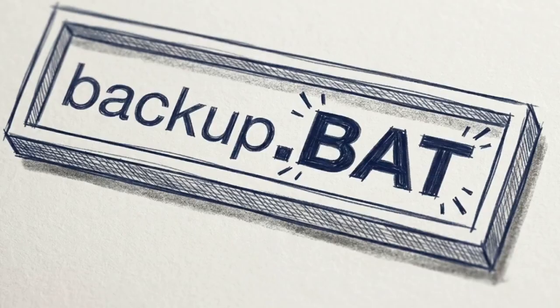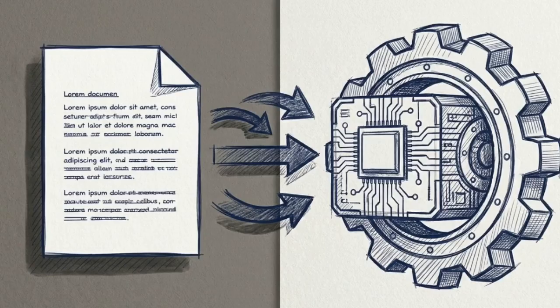Click File, then Save As. Click the Save As Type dropdown and select All Files. Name your file Backup, then explicitly type .bat at the end of the name. Hitting Save right here is the exact moment you override the default text format. You have successfully compiled a static text document into executable software.